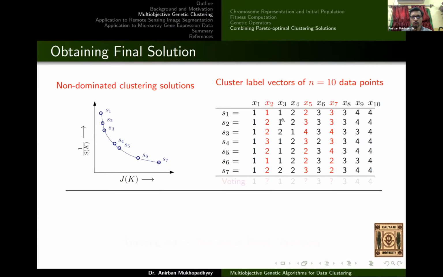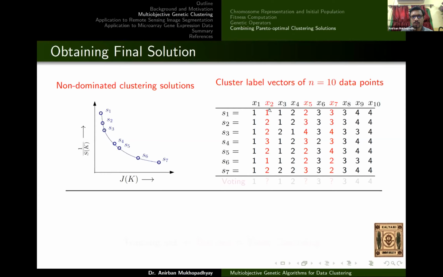Similarly, S2 also has a clustering solution like this, and so on. Now, what we did, we just perform a majority voting. Majority voting in the sense that out of 7 solutions, when we consider a particular point to decide its final clustering level, we just see whether more than 4 solutions are voting for a particular cluster level. So here, for x1, all the 7 solutions are saying that it must go to cluster 1. So there is nothing to decide here, so it will go to cluster 1 definitely.